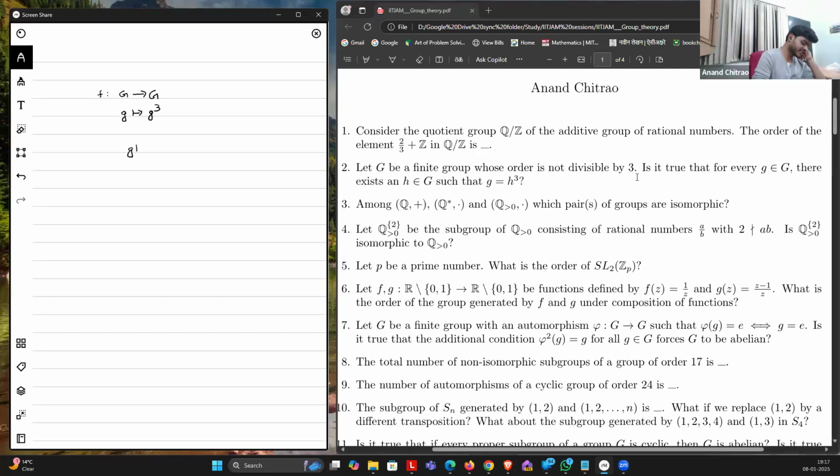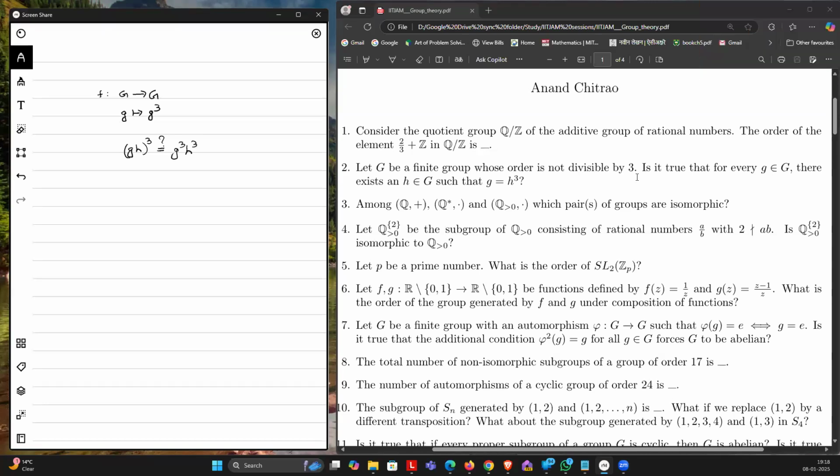So the question is, is (gh) cube the same as g cube h cube? It may not be, right? But let's just assume for the time being that this is a homomorphism. Now, what do you know about set theoretic maps between finite sets? If you have a finite set G and a map from G to itself, then the map is injective if and only if it is surjective, right?